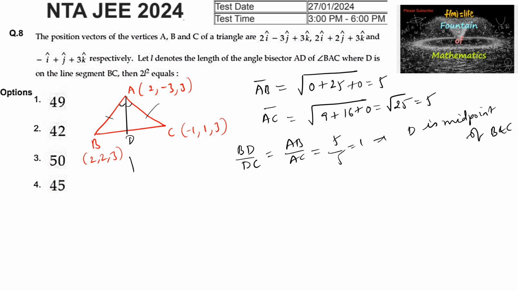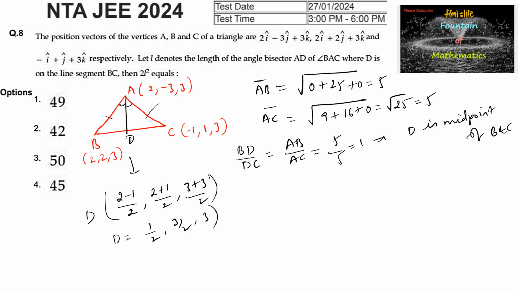So we can write the midpoint is (2 - 1) divided by 2, (2 + 1) divided by 2, (3 + 3) upon 2. So the D value is 1 by 2, 3 by 2, 6 by 2, that is 3.